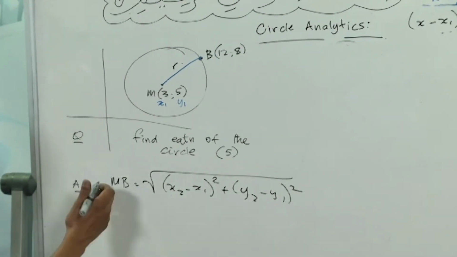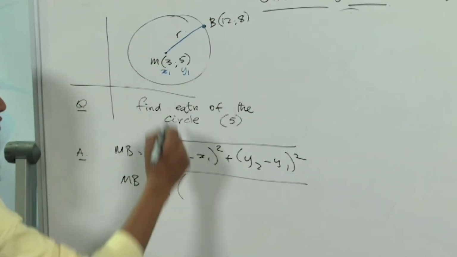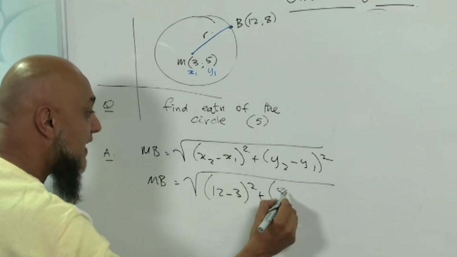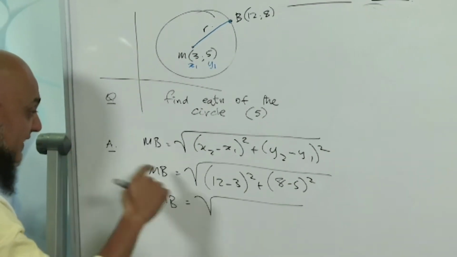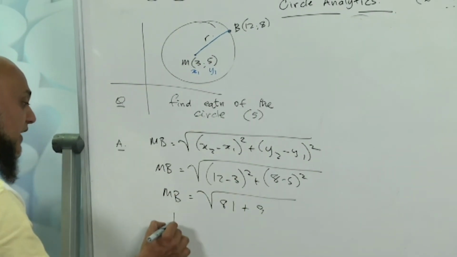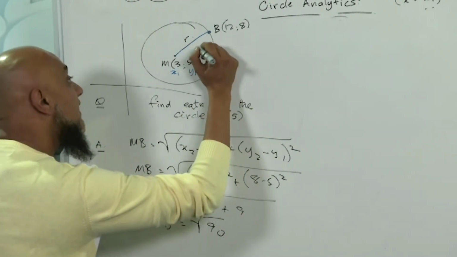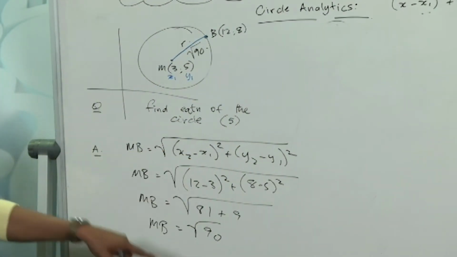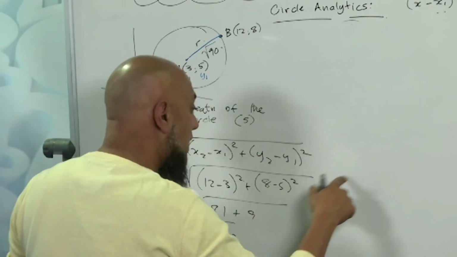Let's see. MB is equal to the square root of (x2 minus x1), so it's (12 minus 3) squared, plus (y2 minus y1), (8 minus 5) squared. So MB is equal to the square root of 12 minus 3 is 9, 9 squared is 81, plus 8 minus 5 is 3, 3 squared is 9. So MB is equal to the square root of 90. That's my radius. The question said find the equation of the circle, so that was step number 1.